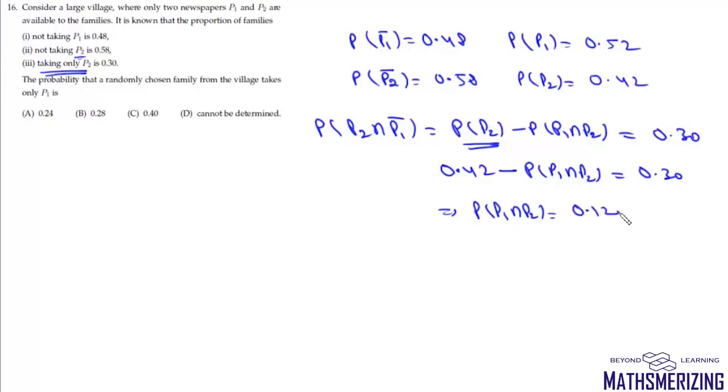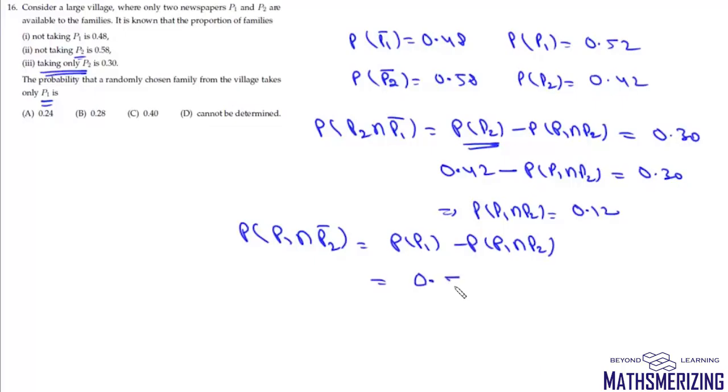Now we need to find the probability that a randomly chosen family from the village takes only P1. So that means we have to find the probability of P1 intersection P2 not. So it will be probability of P1 minus probability of P1 intersection P2. So probability of P1 is 0.52 minus probability of P1 intersection P2, which is 0.12. So it will be simply 0.40, and that's your option number C.